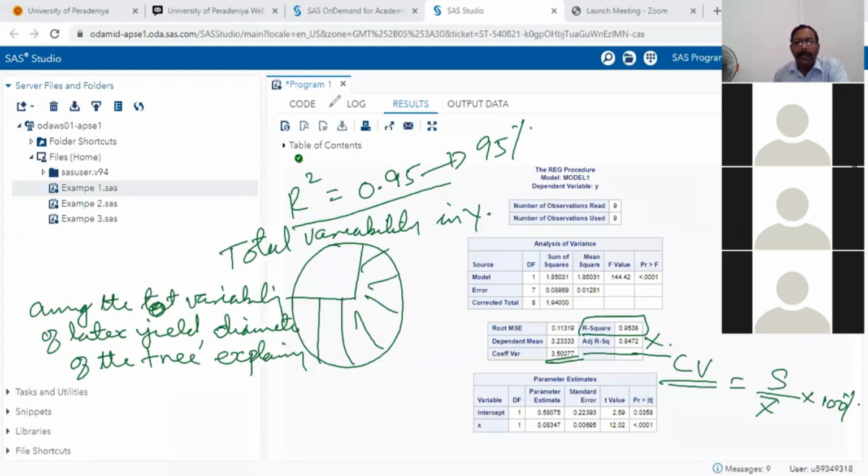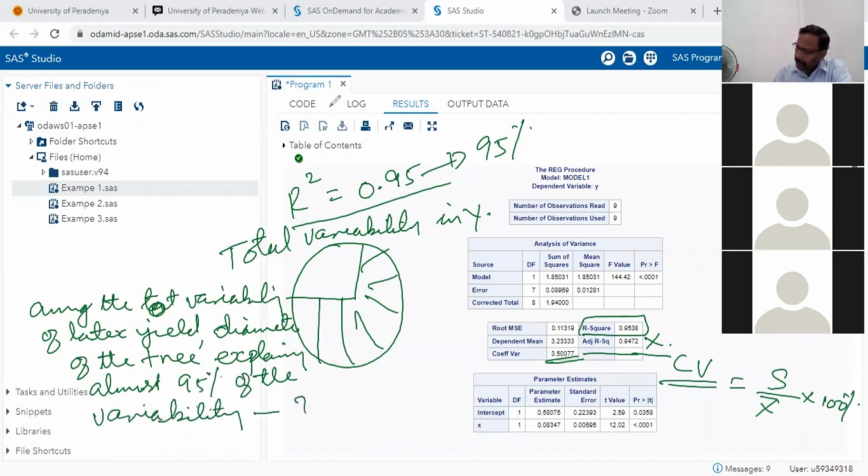Right? So among the total variability in latex yield, diameter of the tree explaining almost 95% of the variability.